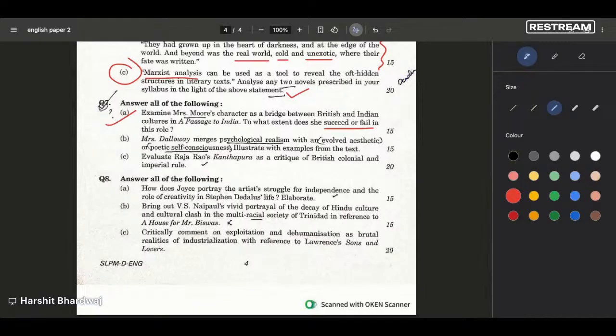Mrs. Moore, they haven't asked a lot about Mrs. Moore. Adela Quested probably once, where they asked you Adela Quested as a feminist. That's it. I don't remember Adela Quested ever being asked again. Mrs. Moore, maybe once or twice, maybe once. But this is a good, fresh question. Bridge between British and Indian cultures. When I teach Passage to India and I structure the text, Passage to India is structured into three parts. The first part is the mosque, the second is the caves, and the third is the temple.